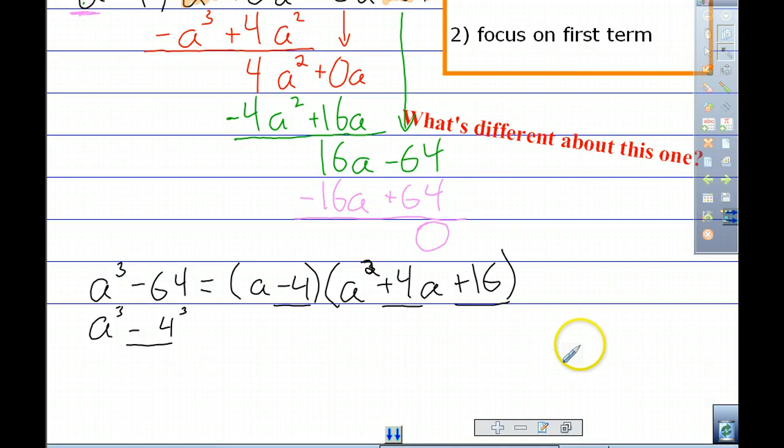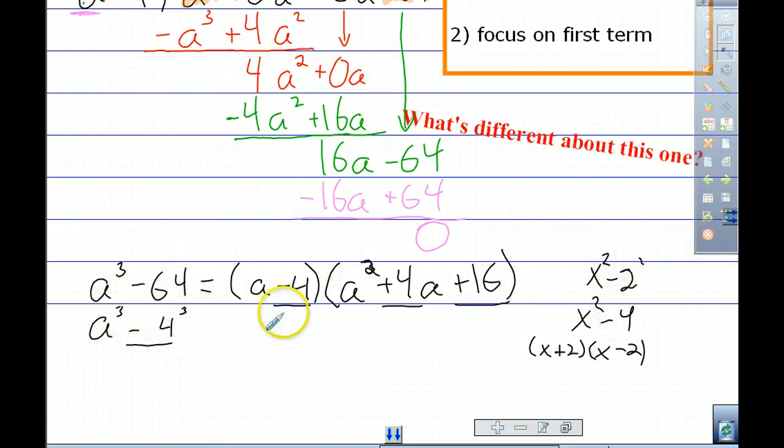So similar to the difference of squares where we said if we had x squared minus 4, we knew it was x plus 2, x minus 2. Because that's x squared minus 2 squared. It's the same idea but with cubes. The pattern is a little bit longer, but it still works the same. So difference of cubes.